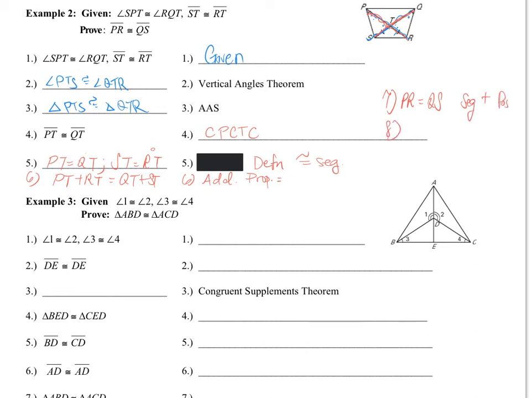And then we need to change it back to congruence as stated in the proof. So segment PR is congruent to segment QS by definition of congruent segments.